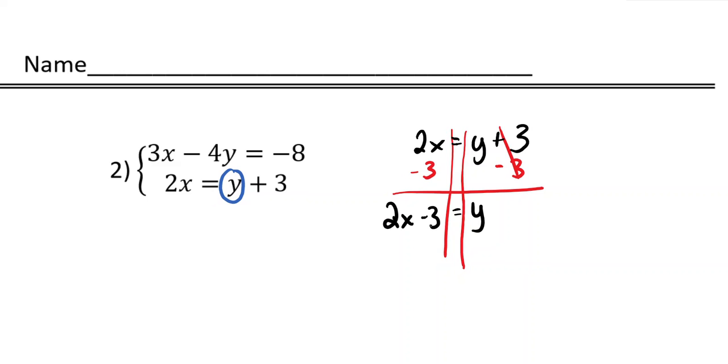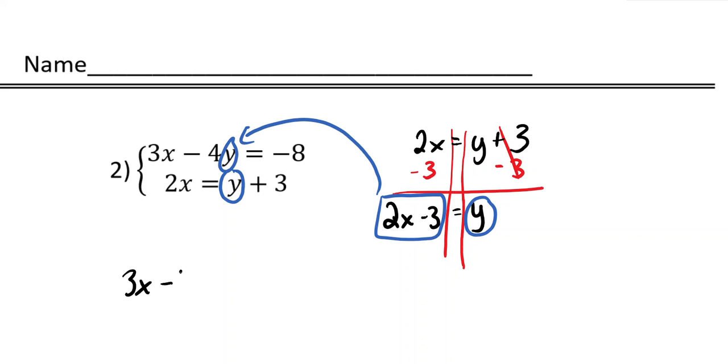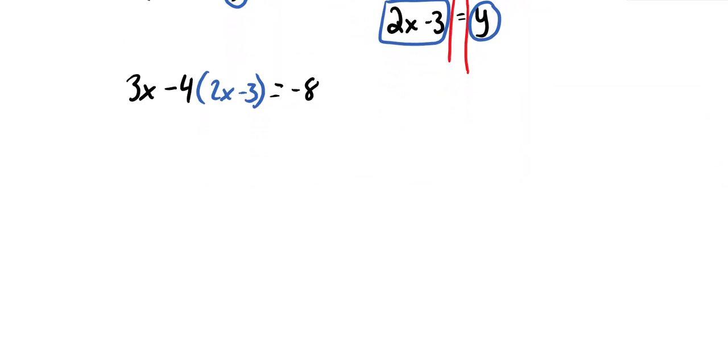Okay? Then, you know that y is what you're looking for. You're going to replace y in this other equation with 2x minus 3. So if you do that, you get 3x minus 4, instead of y, we're putting in 2x minus 3. And then this is equal to negative 8. We just copied this equation, just switched out the y. So then you're going to solve this.